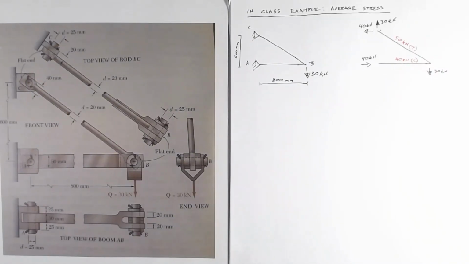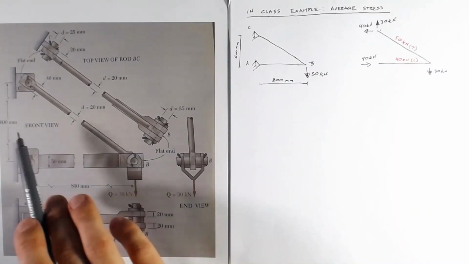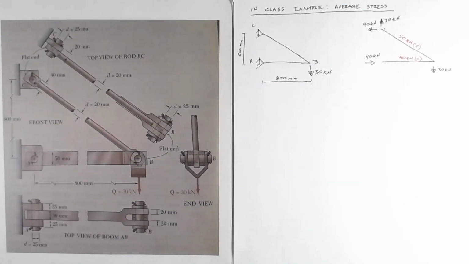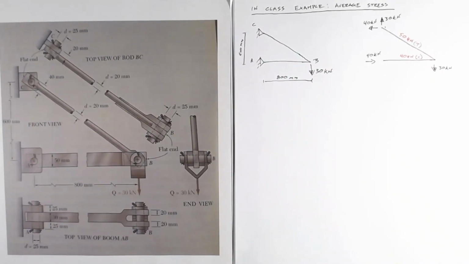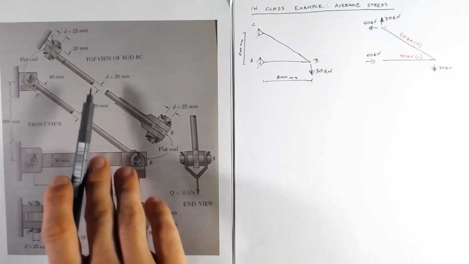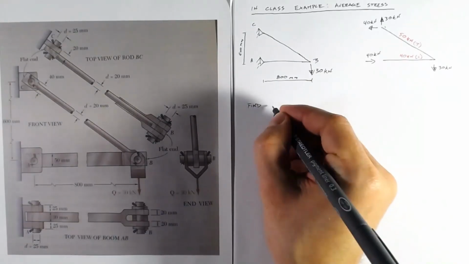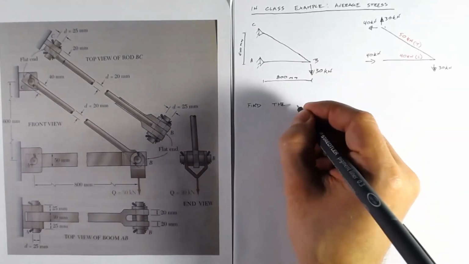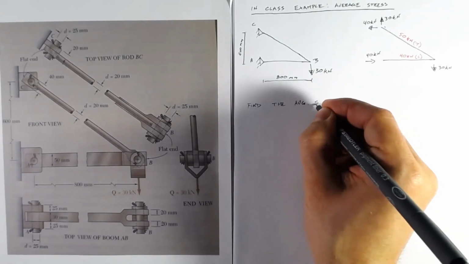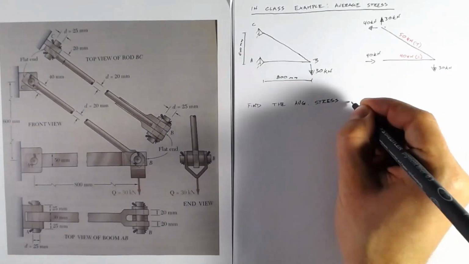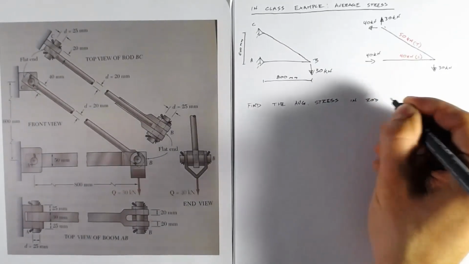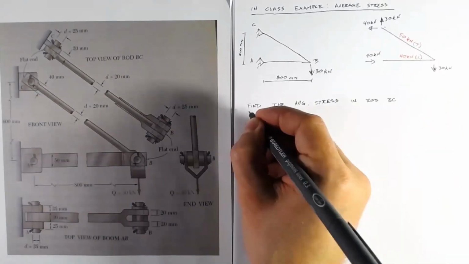Now we want to come to the next step. How do we know if we're likely to have a failure or not? What we're going to do is work our way through these different members and these different connections and just check the average stress. So with that, we will start in the rod BC. Let's find the average stress in rod BC.